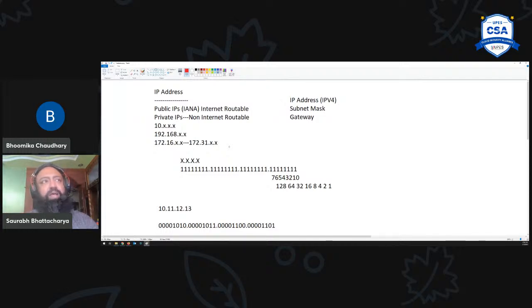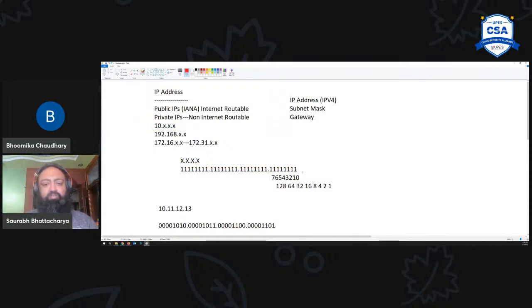And there are 4 parts, and each part can represent 8 bits inside it. So how does it go? If you look at anything like 10.x.x.x, right? Basically, if you look at the IP address, it will be something like x.x.x.x. So you have 4 namespaces, and each of these can represent 8 bits underneath. So all together it becomes 32 bits, right?